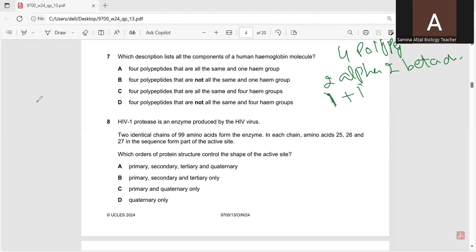contain one heme group. So you can see the 4 polypeptides that are all the same and one heme group. They are not the same. They are different. So 2 alpha chains and 2 beta chains, they are different from each other. So 4 polypeptides that are not all the same and one heme group.